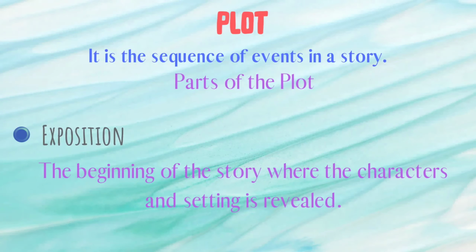The next element is plot. It is the sequence of events in a story. And the plot has 5 parts. The first one is exposition. It is the beginning of the story where the characters and setting is revealed.